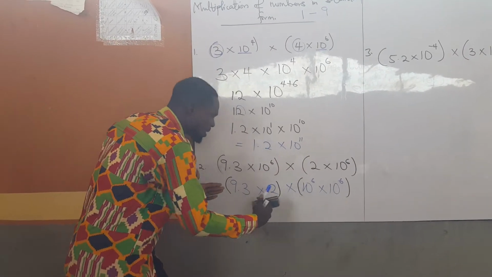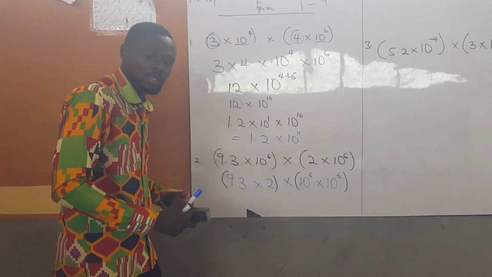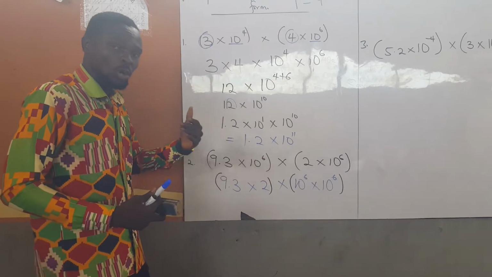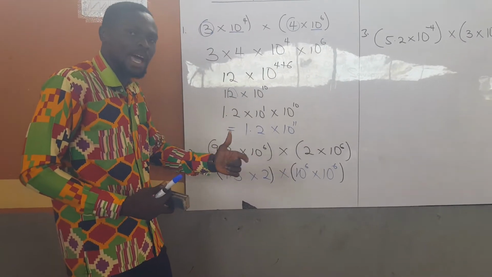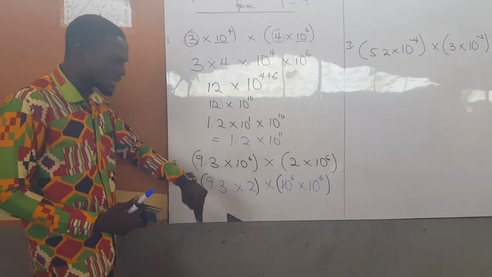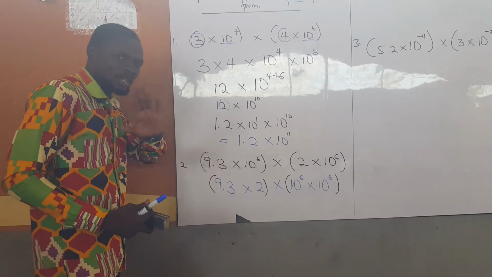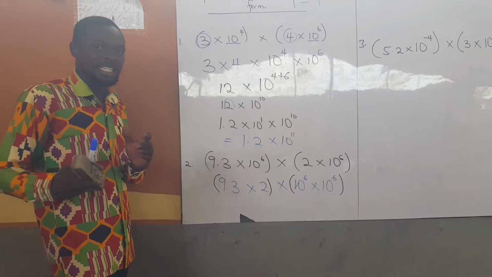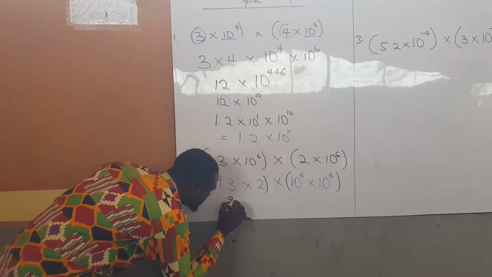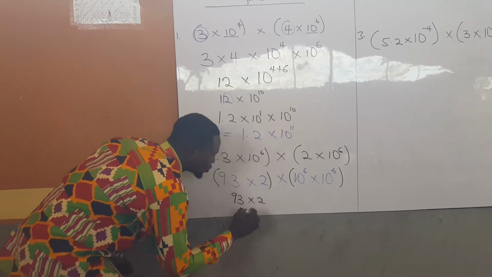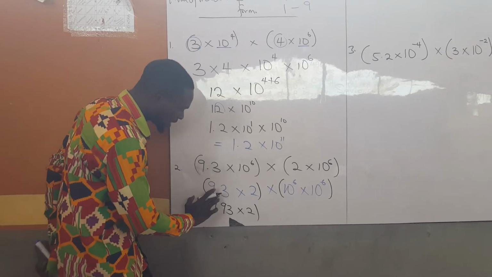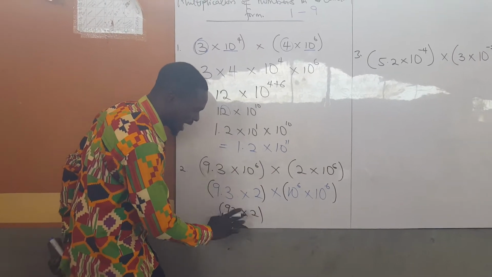Now this becomes multiplication of decimals. And also, we've talked about how to multiply decimals. We were told that if you are multiplying decimals, assume there is no point, or take off the decimal point. So if I take off the decimal point here, I'm going to get 93 times 2 for the first bracket.